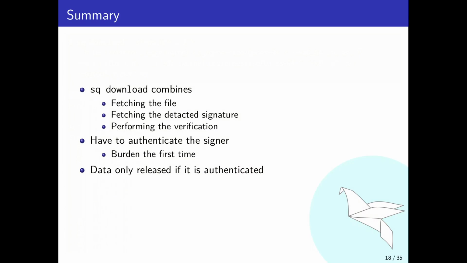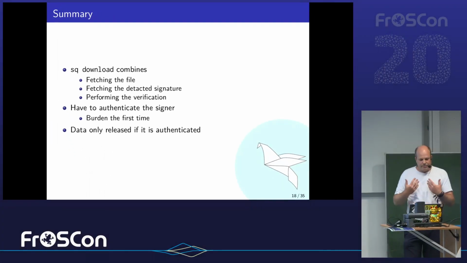So to summarize, sq download combines these different operations. It fetches the file, it gets the signature, and it performs the verification. The user still has the burden to authenticate the signer, to make sure that the certificate is the one that it should be. That burden is the first time. So if we were to download in a couple of months a new version of Qubes, we wouldn't have to do that, assuming that they're still using the same certificate. But that's our threat model, is that we want to actually authenticate this thing. And then we're careful to only actually release the data if it's authenticated.